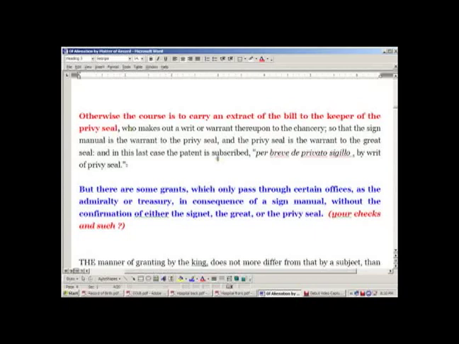But there's another way. Otherwise, the course is to carry an extract of the bill to the keeper of the privy seal, who makes out a writ or warrant. So if they're saying writ or warrant, I'm going to say it's an order. To make out an order, thereupon to chancery, so the sign manual is the order to the privy seal, and the privy seal is the order to the great seal. And in this case, the patent is subscribed by writ of privy seal. So I'm thinking that the notary may be playing our Secretary of State. I've not looked into that to see if there's any way to put those two offices together.